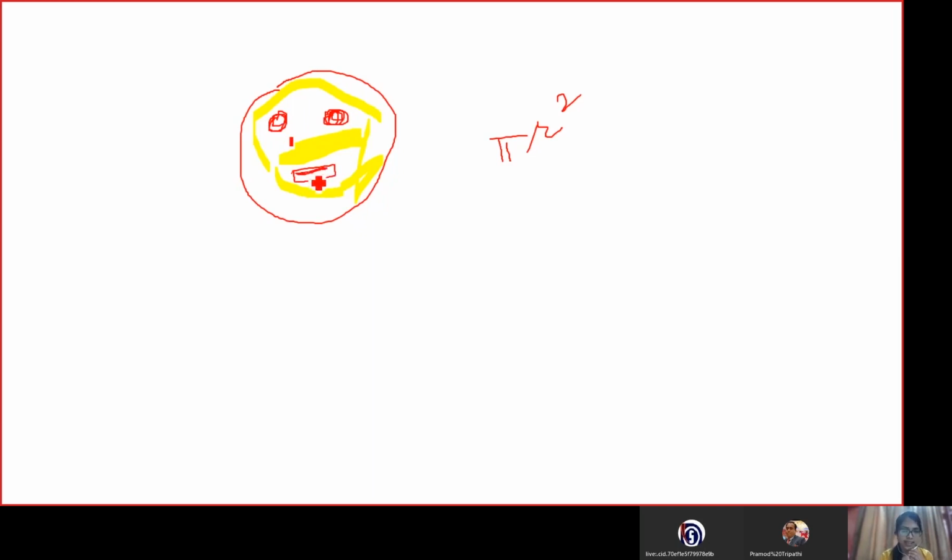Is that understood? I hope that clarifies your query. Area of the shaded portion will be area of the big circle minus area of the two small circles minus area of the rectangle.